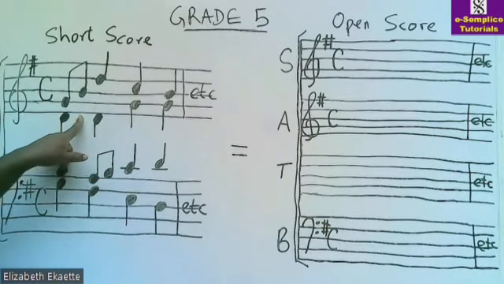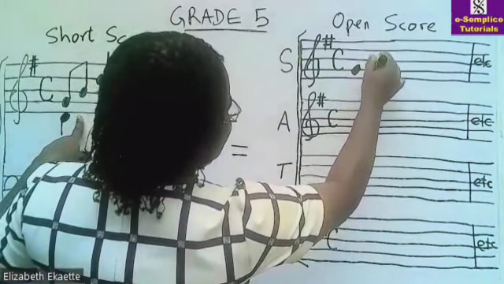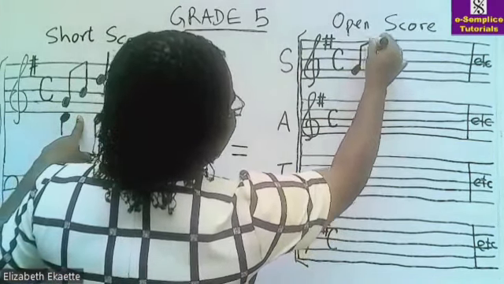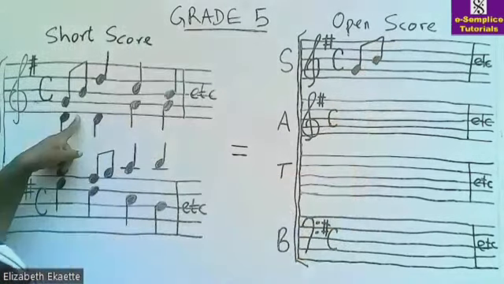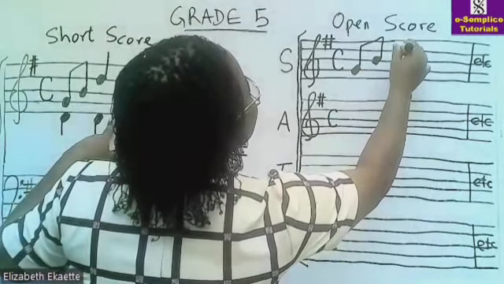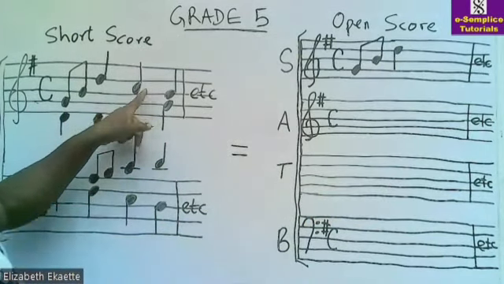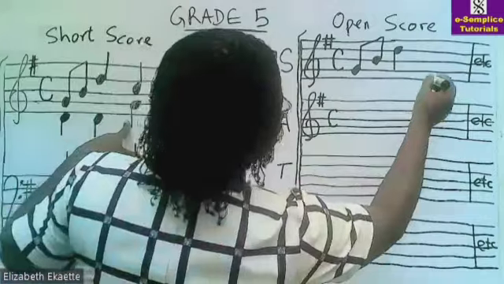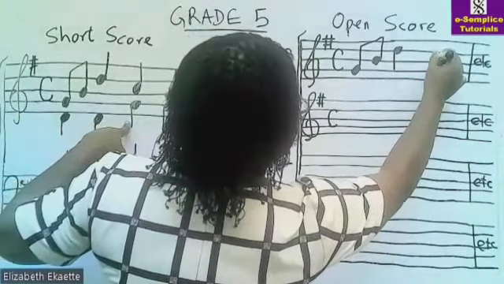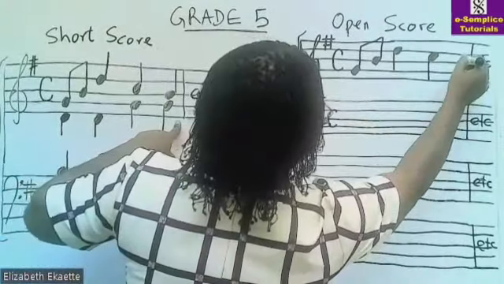Now we have for the soprano notes, our first beat there has G and B. So you have G and B, and they are quavers. The next beat there is D. The stem comes down because it's above the middle line. The next beat there we have C. And the last beat there we have B.